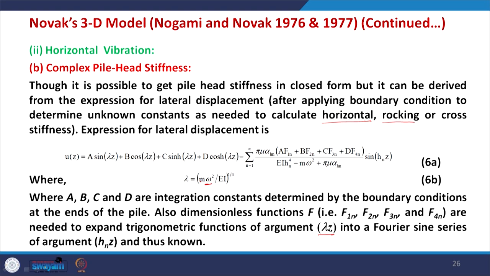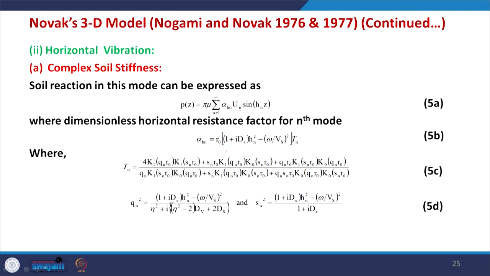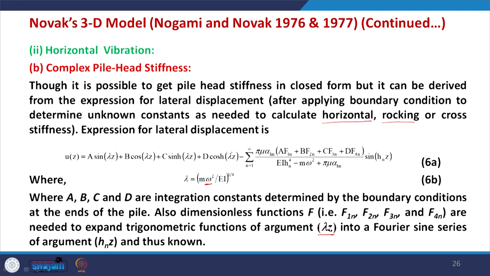So, that means everything is known. Using 6a, you can relate the displacement on the left hand side, and on the right hand side you have the frequency and other parameters, and then you have this alpha HN, which is the loading we have already given. Alpha HN is given from equation 5b. So you can find the horizontal displacement for the pile case here.